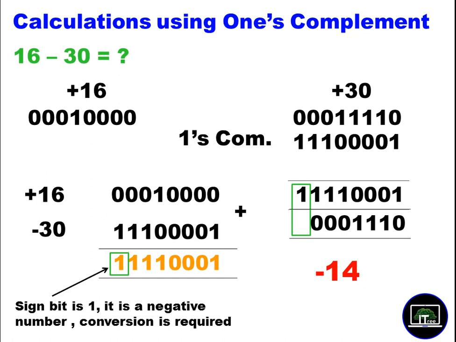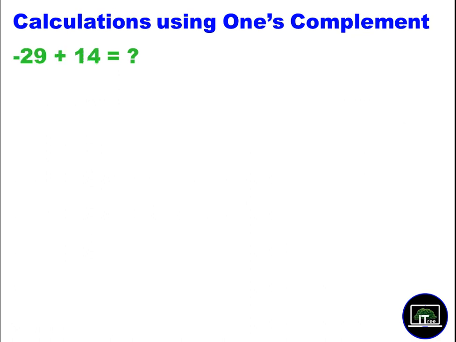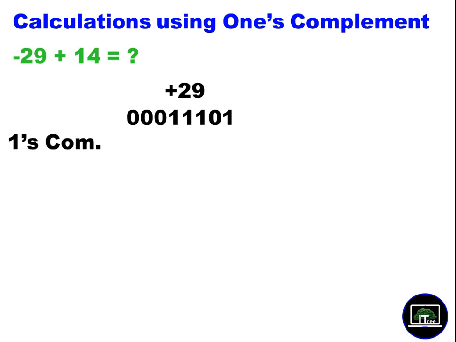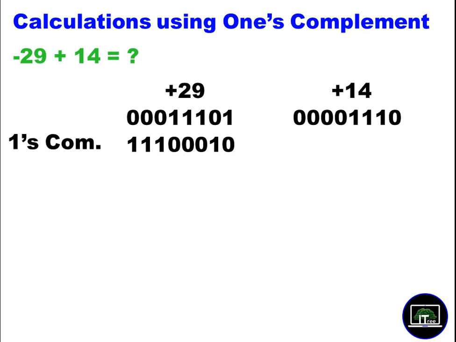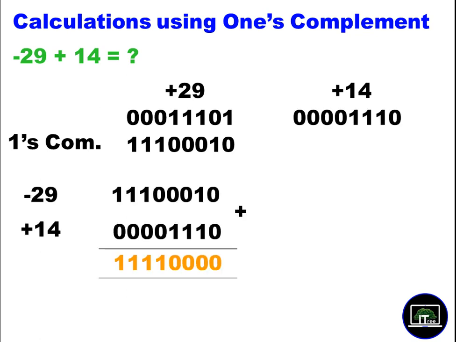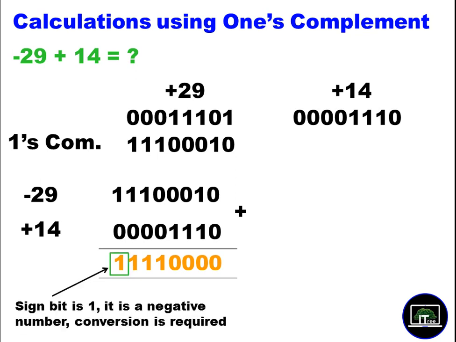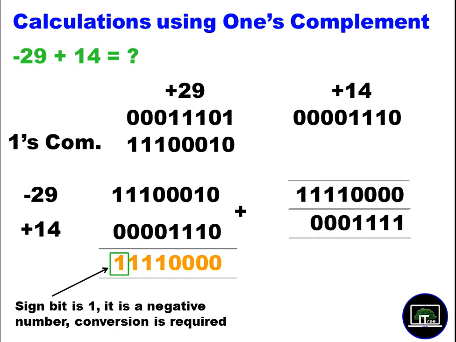Okay. One more. Minus 29 added to plus 14. Plus 29, no changes are required. It's a positive number. Okay, now we're converting 14. We can add together now. We are adding this together. The sign bit is 1. It's a negative number. Conversion is required. We convert it. You can see that the answer is negative 50.